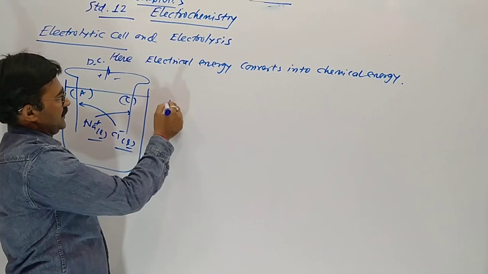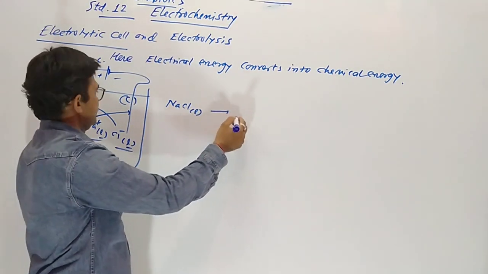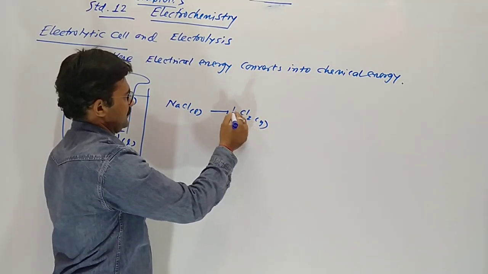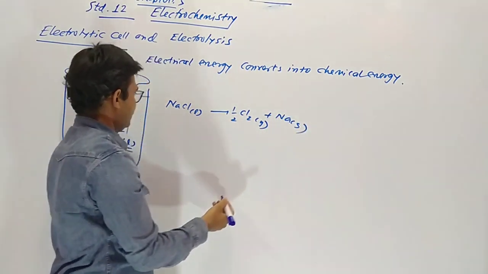How? I am giving you an example. We are taking molten NaCl, not aqueous, not dissolved in water, only heating of NaCl. So here it is liquid. We are passing electric current from outside, which should be DC, direct current. Chloride ion moves toward the anode, sodium moves toward the cathode. So here NaCl liquid converts into chlorine gas and sodium solid.